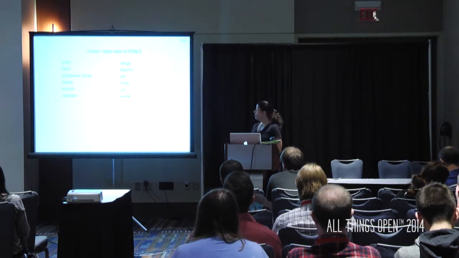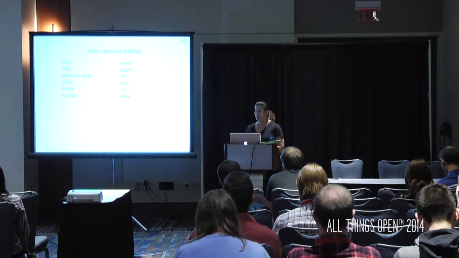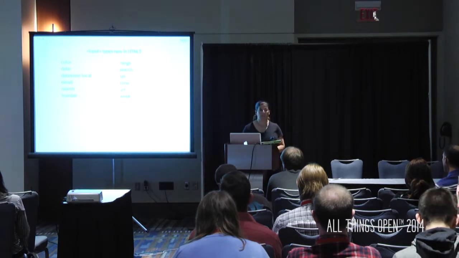OK, so the new input types are color, date, datetime-local, email, month, number, range, search, tel, time, URL, and week. There used to be a datetime without the local next to it. That was removed from the specification and is not supported in browsers.